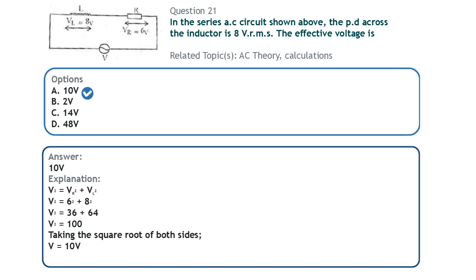So here we have V squared is equal to 36. That's 6 raised to power 2, 6 times 6, 36, plus 8 raised to power 2, 8 times 8, 64. 36 plus 64 is equal to 100. That is, we have V squared is equal to 100. To get the value of V, we take the square root of both sides. So V will be equal to the square root of 100, and that is 10 volts.